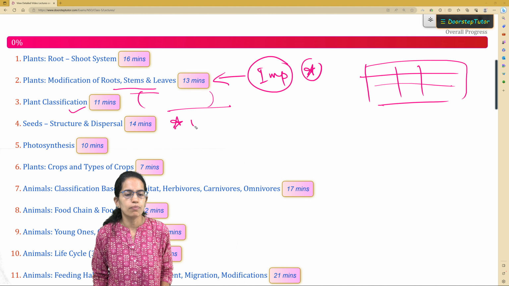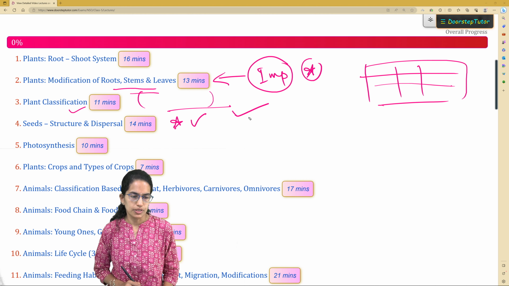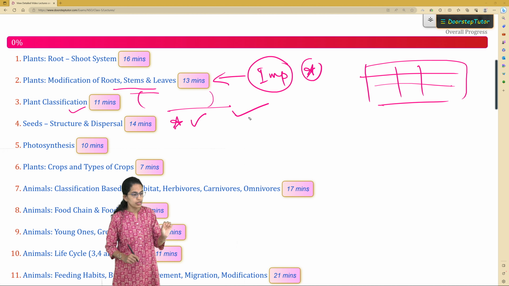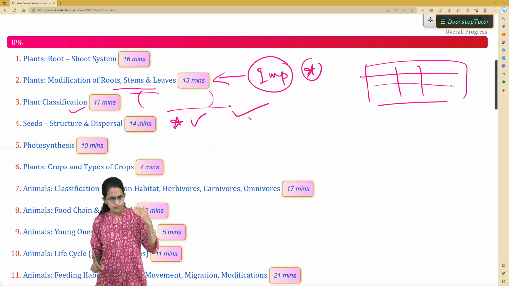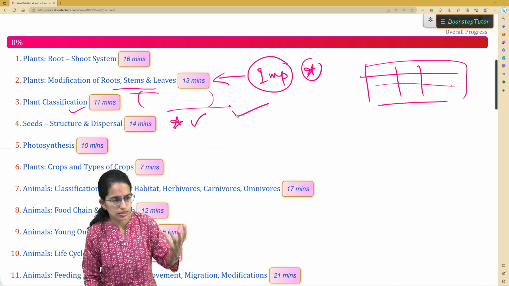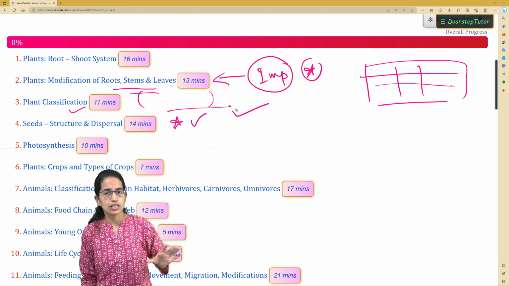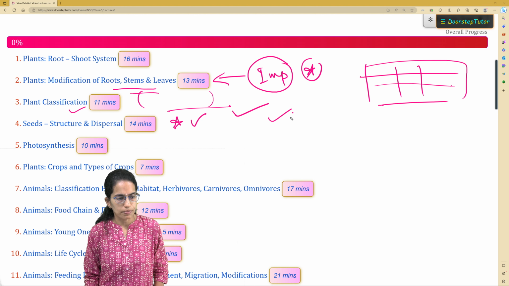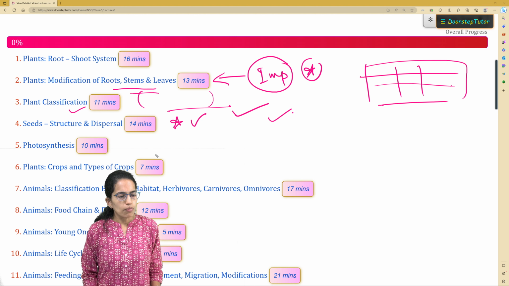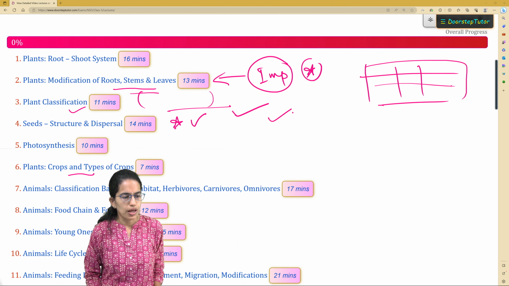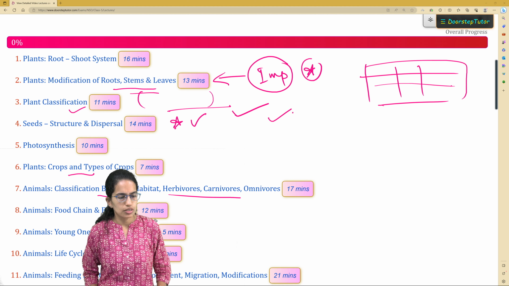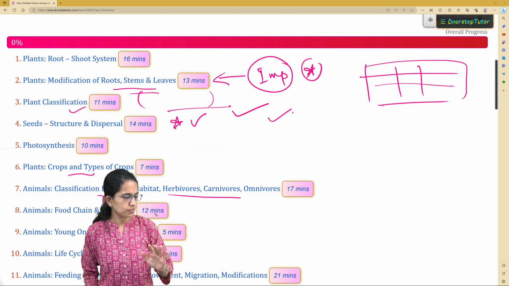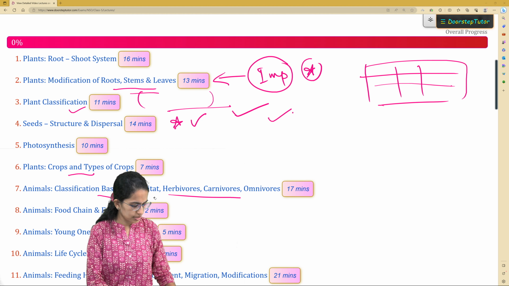Another important topic is seed dispersal. This is something which a student must cover: the radicle and the plumule, the structure of the seed, and then how the seeds are dispersed. Again, numerous questions are asked from this topic and it is important. The other topics relating to photosynthesis, plant crops, animal classification, carnivorous, herbivorous are actually a little easy.